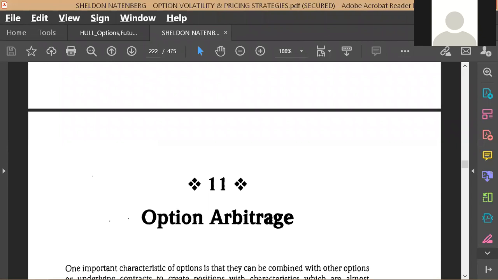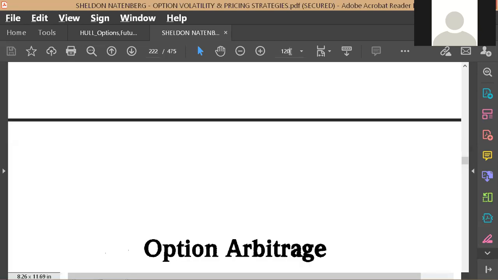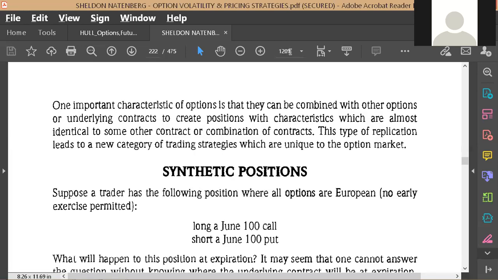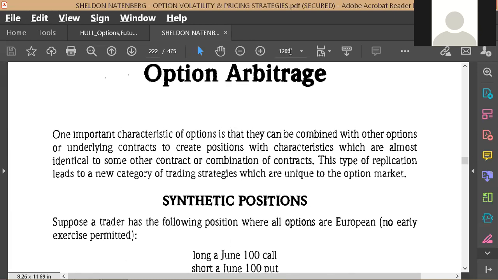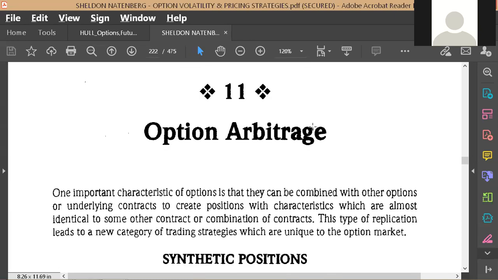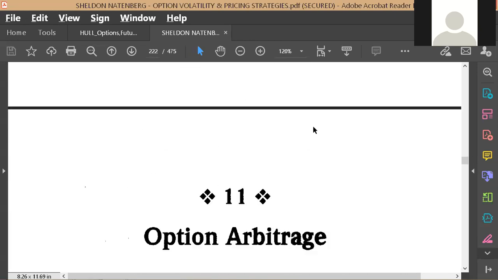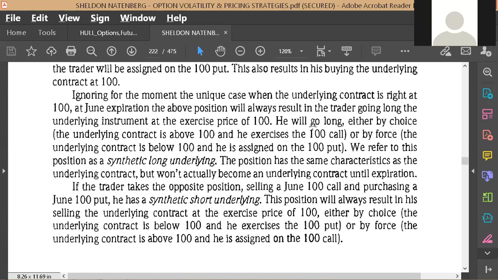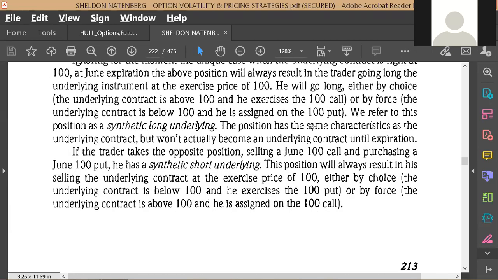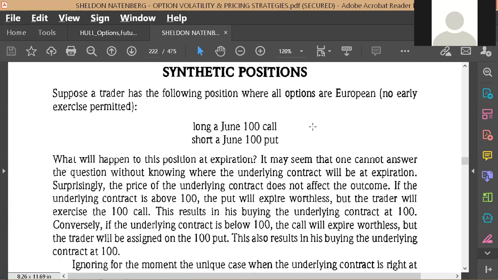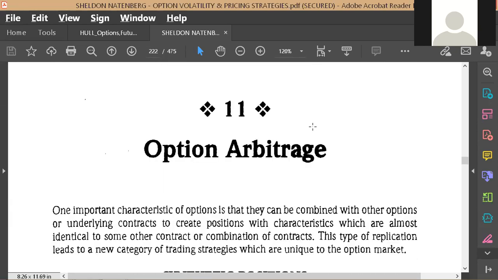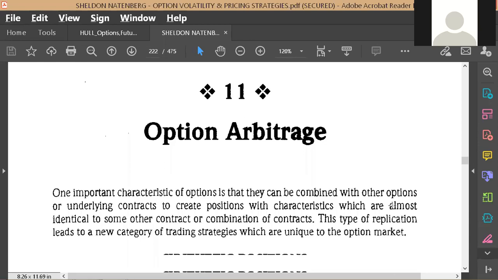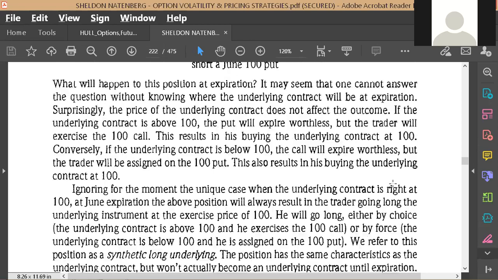So here you see this thing called option arbitrage. Okay, let me increase the font size. Let me increase the zoom a little bit. So you have this chapter on option arbitrage that starts, I think in the book, on page 213. So when I say in the book, I mean this. On this page it is 213.